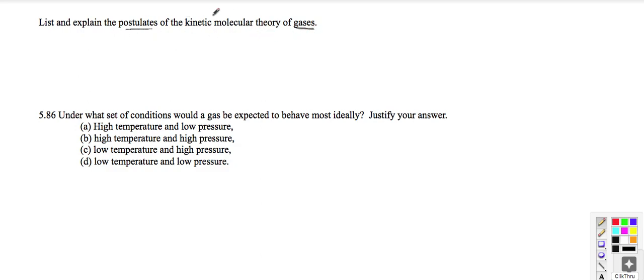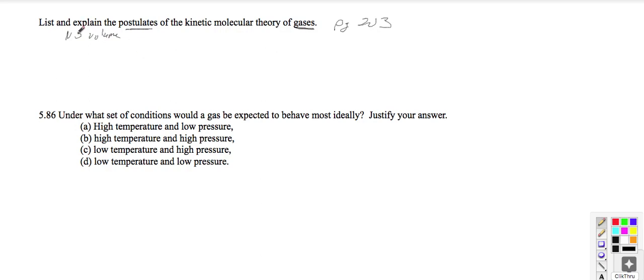As far as the gases go, we have 4 different postulates. They're in your book on page 203. I'll go through them and summarize them and do some extra explanations. So the first one is going to be that gas particles have no volume.